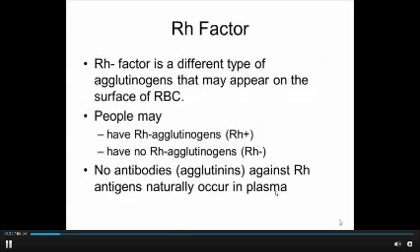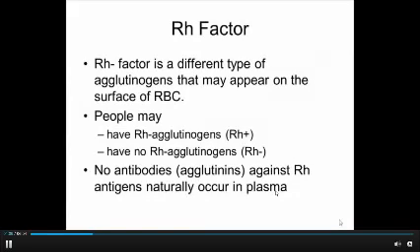Also, there are over 50 different Rh factors identified by now. Only a few of them have significance, and especially the D Rh factor. That's the one that causes severe agglutination reactions, with transfusion problems and pregnancies. So, for simplicity, we will just refer to it as Rh factor. It is actually very common. Over 80% of the population in the United States have that agglutinogen on the surface of their red blood cells.